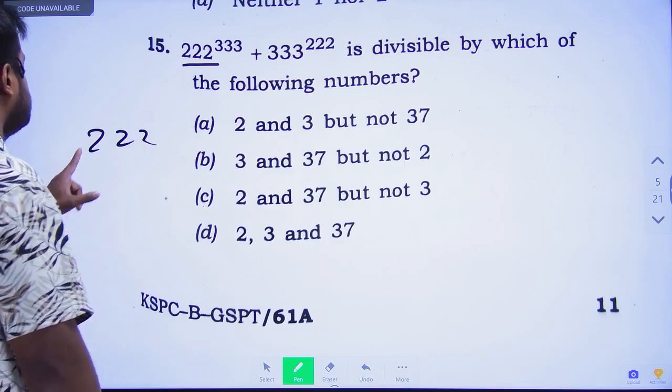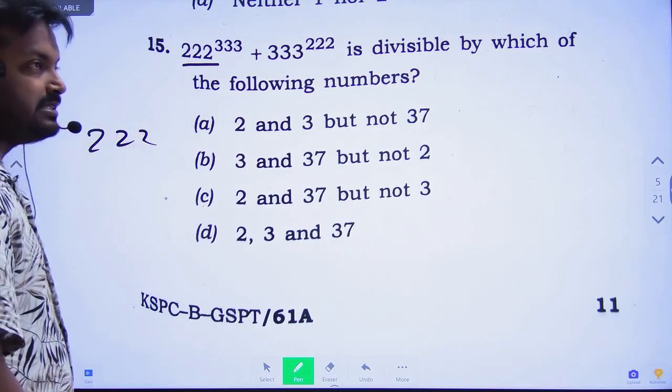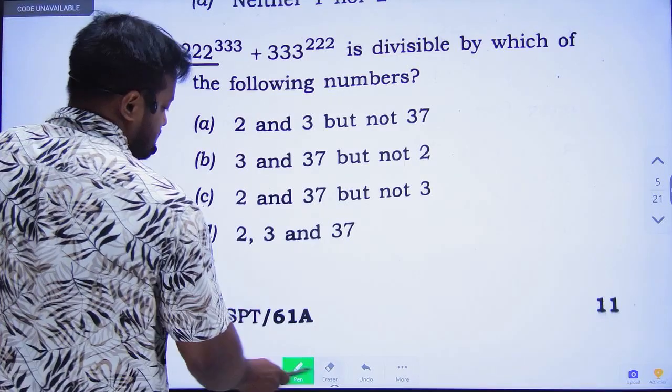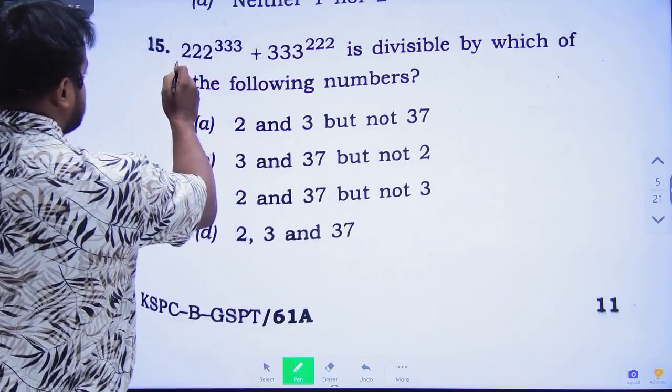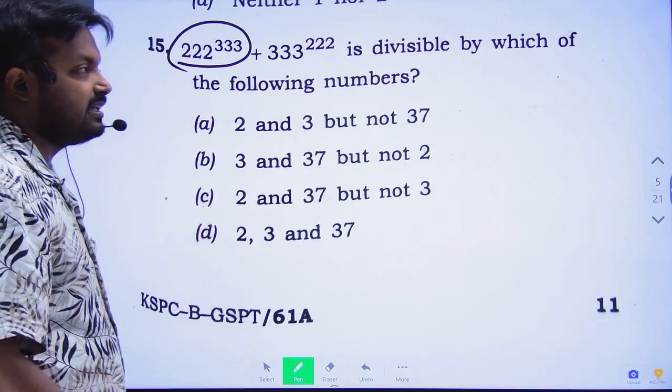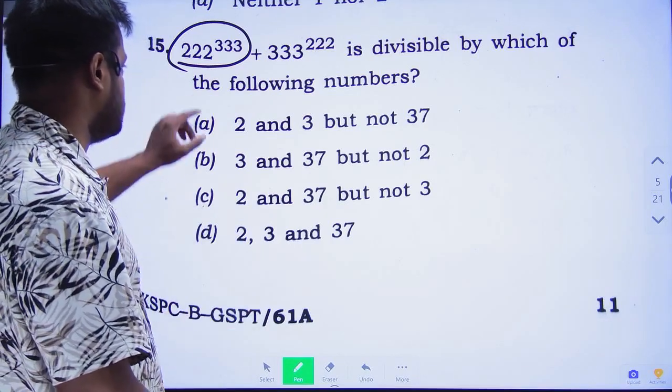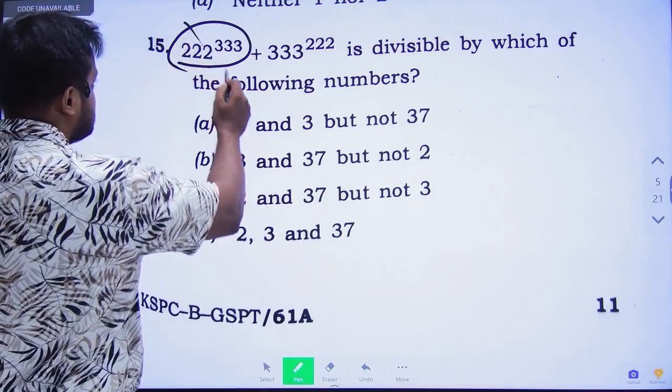222. Sum of digits is 2 plus 2 plus 2, which is 6. It means it is a multiple of 3. If this is a multiple of 3, then the complete number has to be a multiple of 3. If it is a multiple of 3, then the remainder in that case is 0. So in this case, remainder is 0.